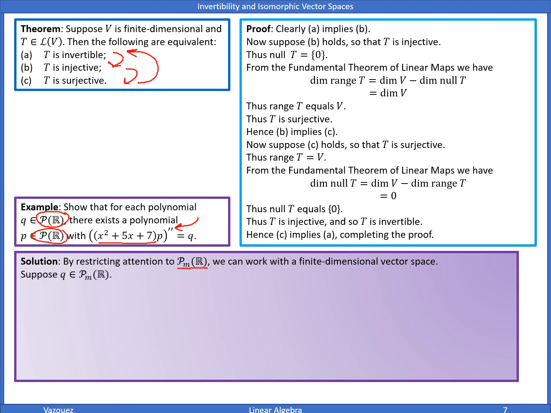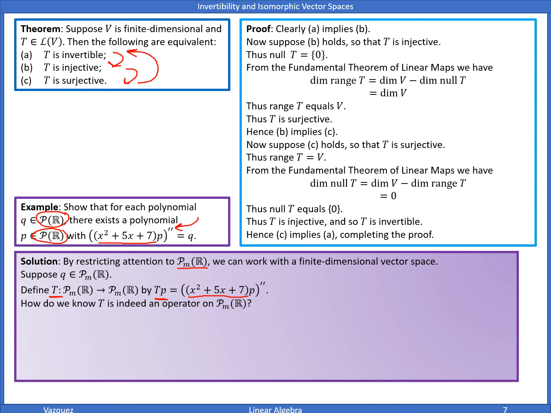So suppose Q is a polynomial with degree less than or equal to m, right? Because we can't have infinite degree. And we're going to define the mapping T to map the polynomial P by multiplying by this trinomial and then taking the second derivative.